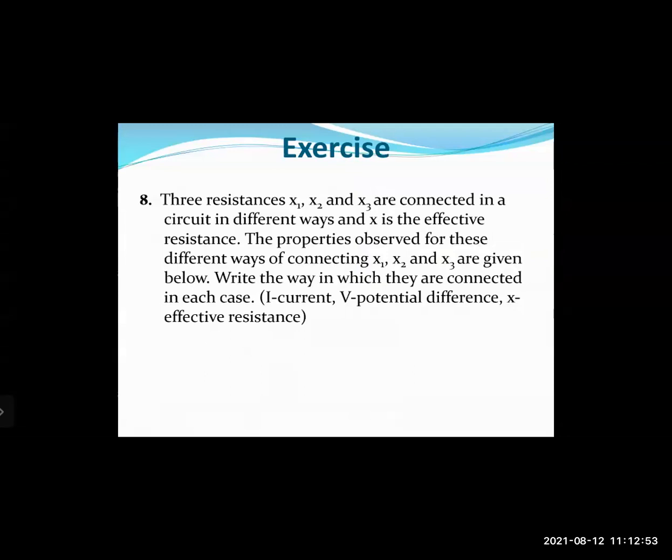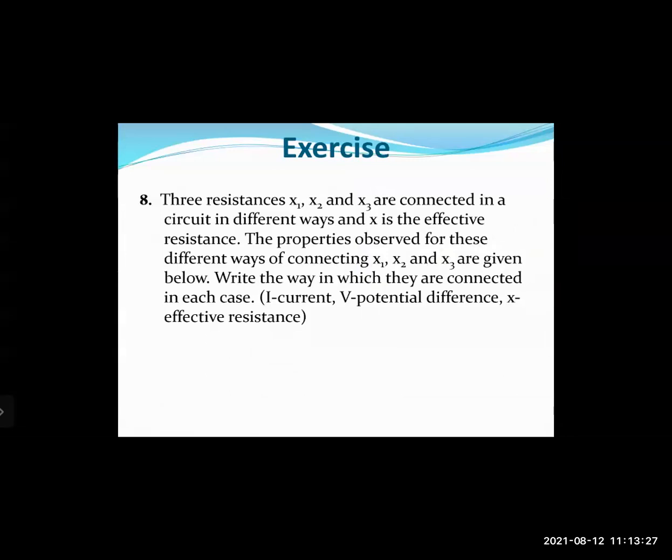Now, what do we have? This one is a very simple question. Three resistances, X1, X2, and X3, are connected in a circuit in different ways, and X is the effective resistance. We don't know exactly how those three resistors are connected. The properties observed for these different ways of connecting X1, X2, and X3 are given below.